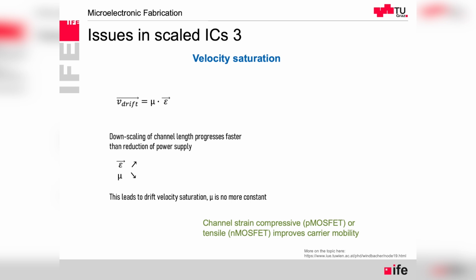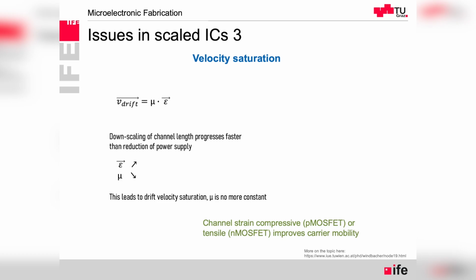which means that mu, the mobility, is not anymore constant, but it's reducing. So the mobility of the transistor is worse. So even though we made the channel length smaller, the transistor is not better. So that doesn't make sense because it costs so much money and we have to do something against it.